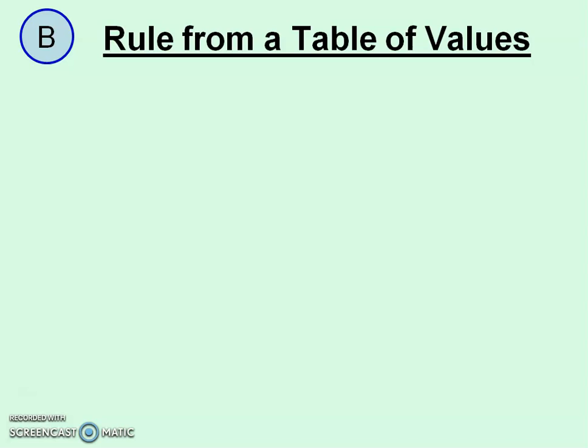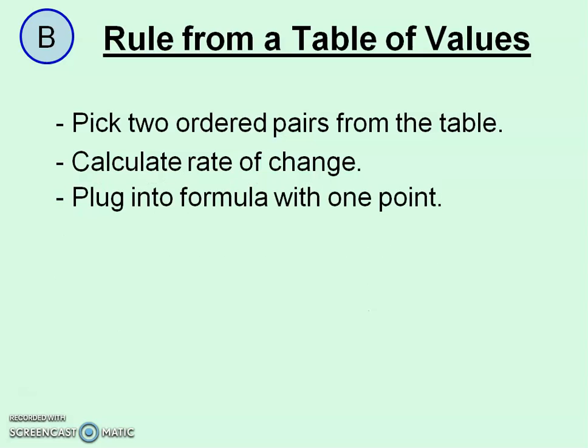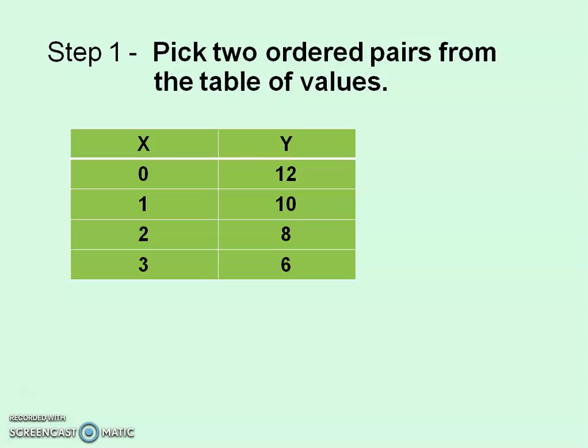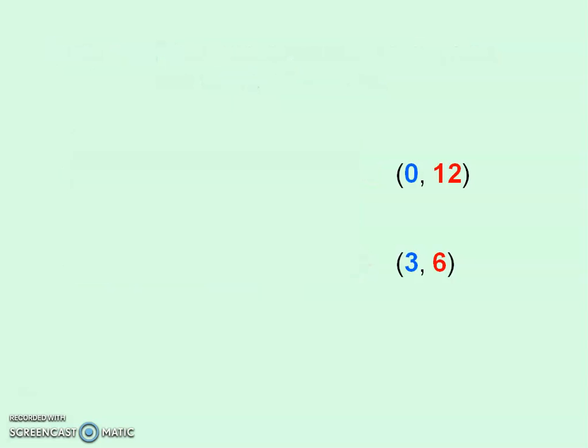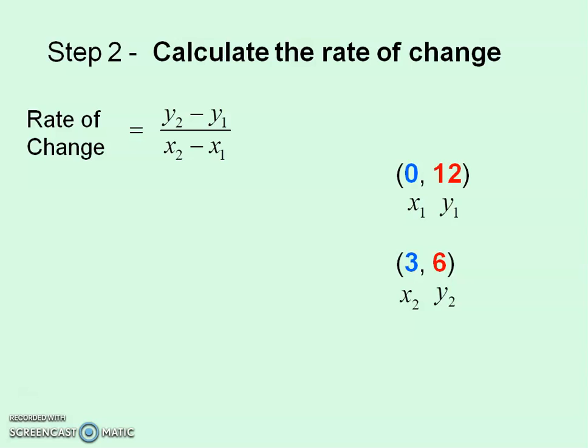Okay, next, from a table of values, almost the exact same procedure. I'm going to pick 2 points, calculate the rate of change, plug into the formula, and solve. The only difference here is that I have more than 2 choices of x and y. I can pick any one. I can call this x1, y1, this x2, y2, or this x1, y1, and this x2, y2. As long as I'm picking an xy pair and another xy pair, those become my x1, y1 and my x2, y2. And I'll do the same thing. I'll use those to plug into the formula, where that's x1, y1, that's x2, y2. I'll plug them into the formula and solve for m.